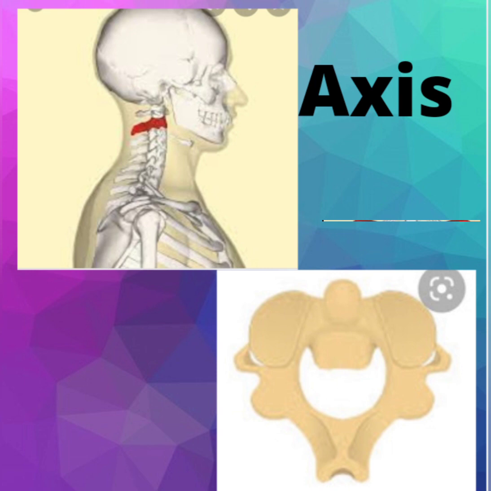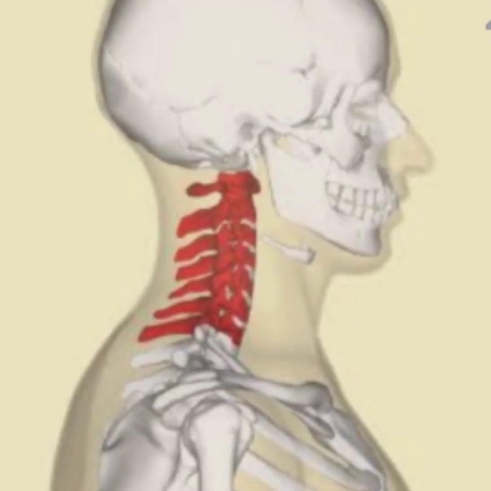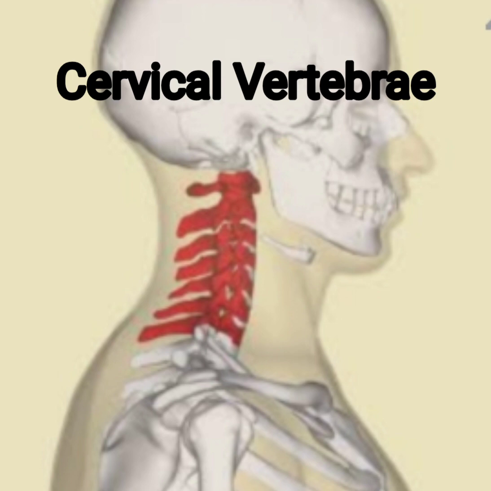Axis bone. In anatomy, the axis is the second cervical vertebra of the spine, immediately posterior to the atlas upon which the head rests. Axis is the second bone of the vertebral column, allows the head to move from side to side. Cervical vertebrae. These seven bones form the upper part of the spine.